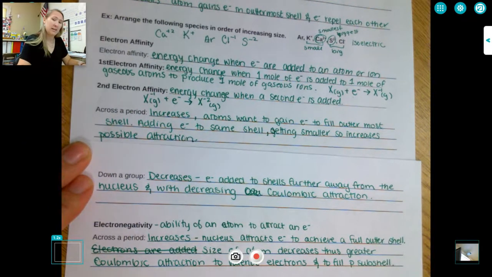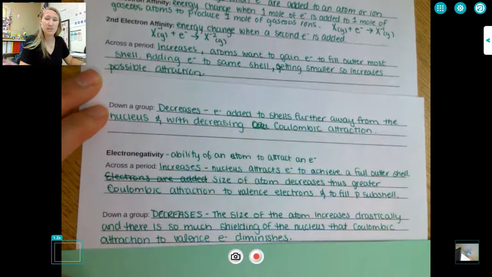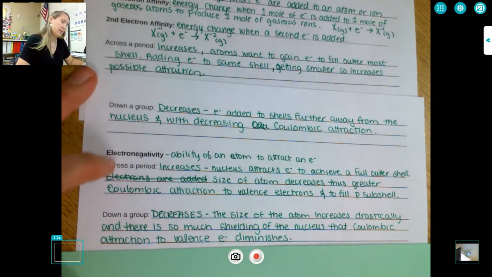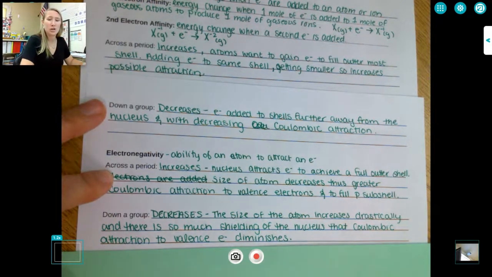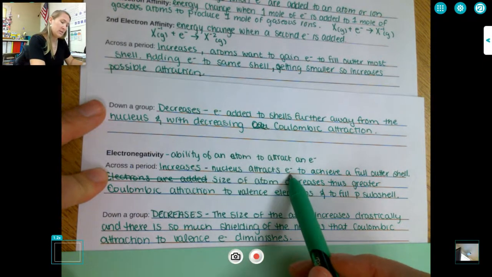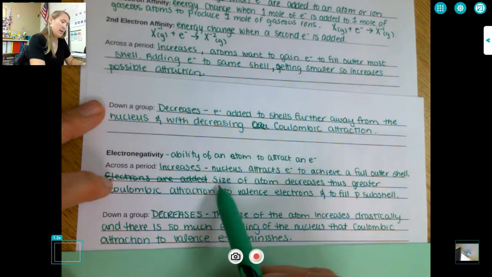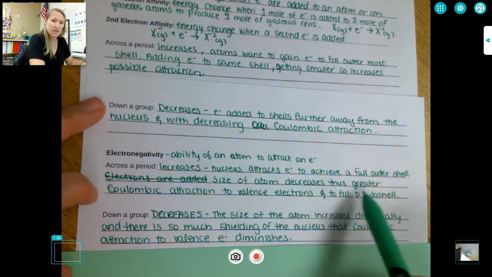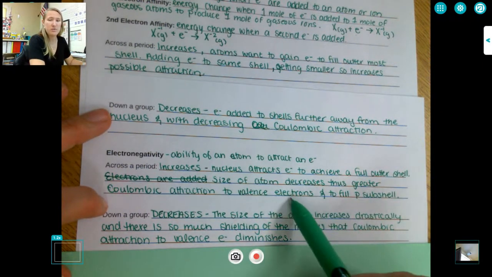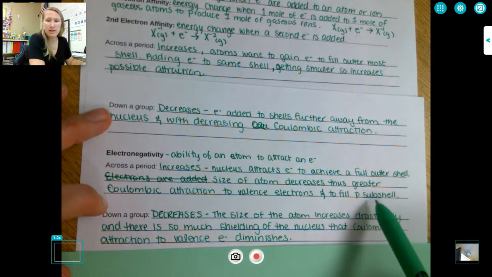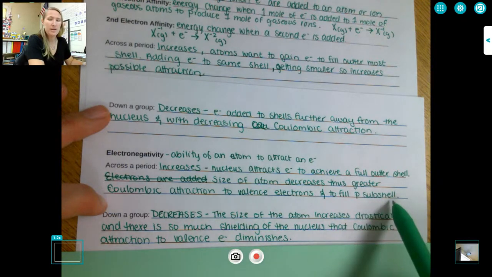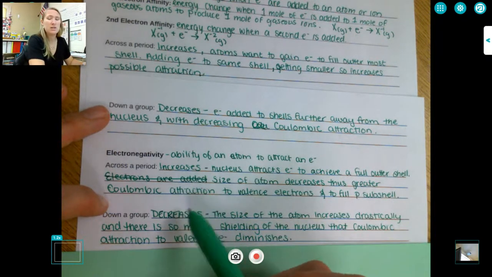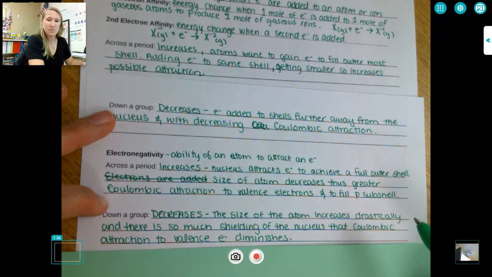Then we've got electronegativity. Again, something that we've talked about previously in chemistry. Electronegativity is the ability of an atom to attract an electron. As I go across the period, it increases. Again, the nucleus is going to attract electrons to achieve a full outer shell. Because the size of the atom decreases, thus greater Coulombic attraction to the valence electrons to fill, in our case, on the right-hand side, we have our p subshell. It's going to continue to fill it. And that's because of increased Coulombic attraction with electrons getting added to the same shell.